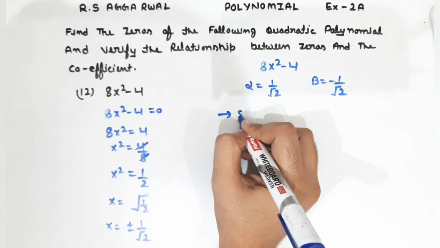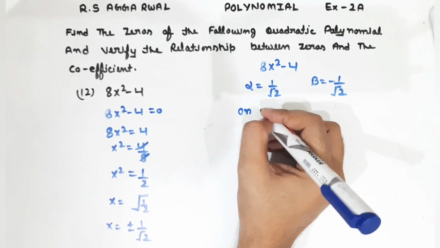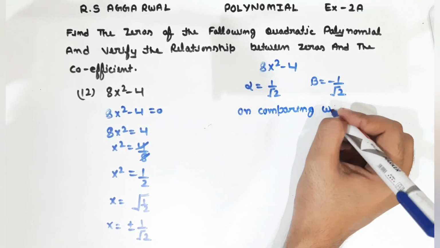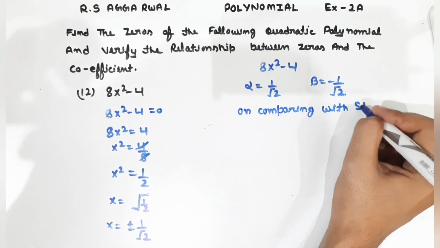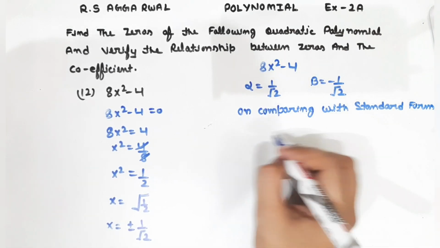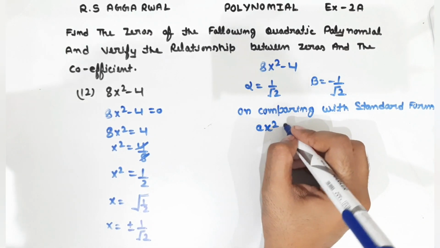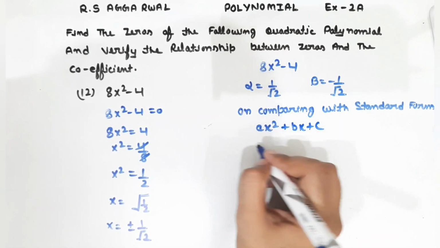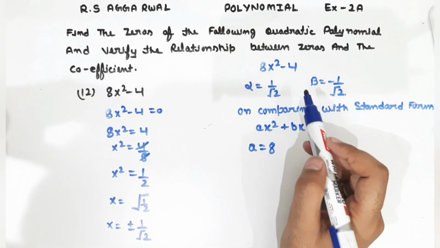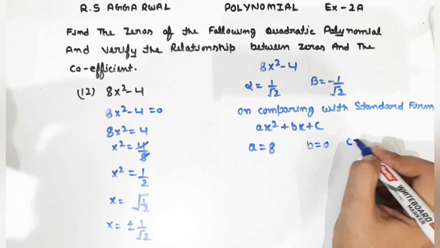So from here, on comparing with standard form ax square plus bx plus c, a will be 8. There is no presence of a term of x, so b will be 0 and c is minus 4.